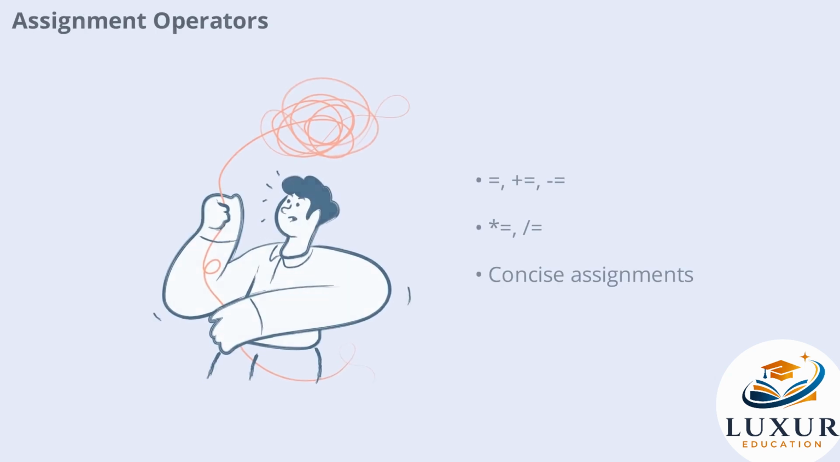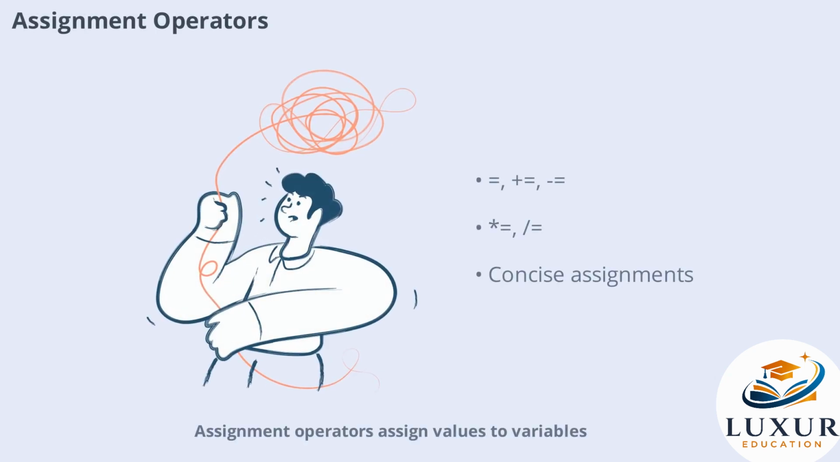Assignment operators assign values to variables. The basic assignment operator is equals, but there are also compound operators like +=, *=, /=, and %=, which combine arithmetic with assignment. For example, a += b adds b to a and assigns the result to a. These operators help write concise and efficient code.